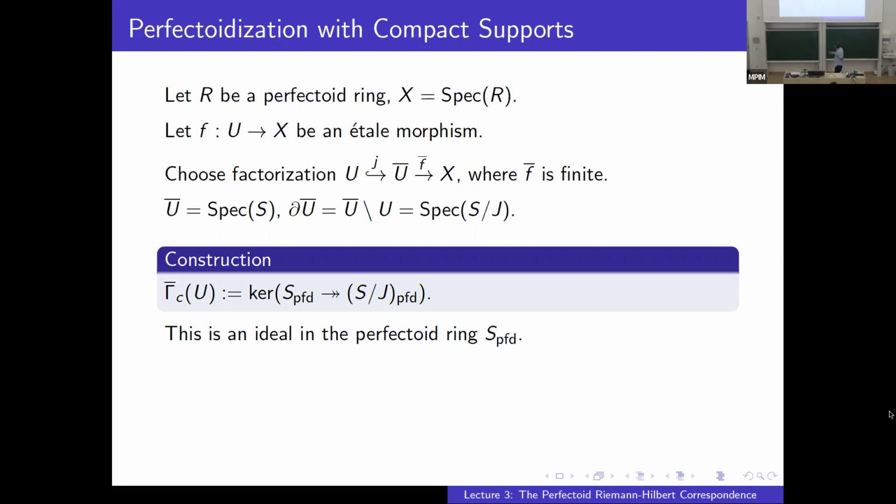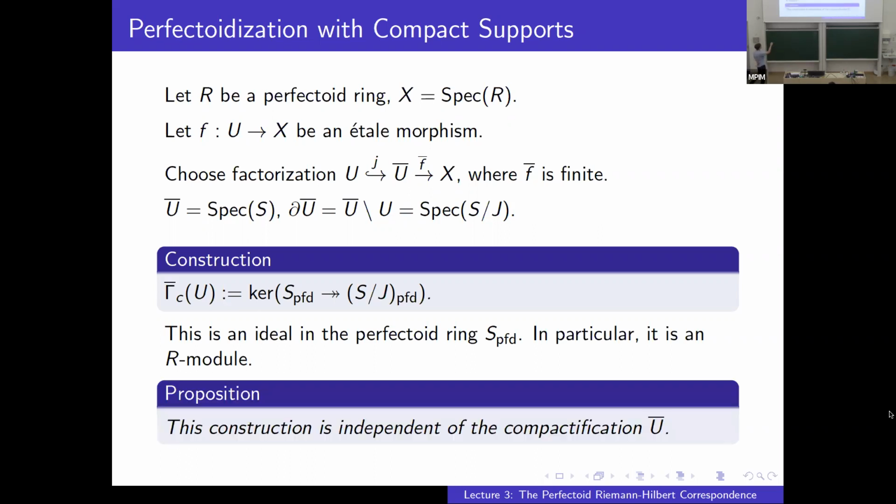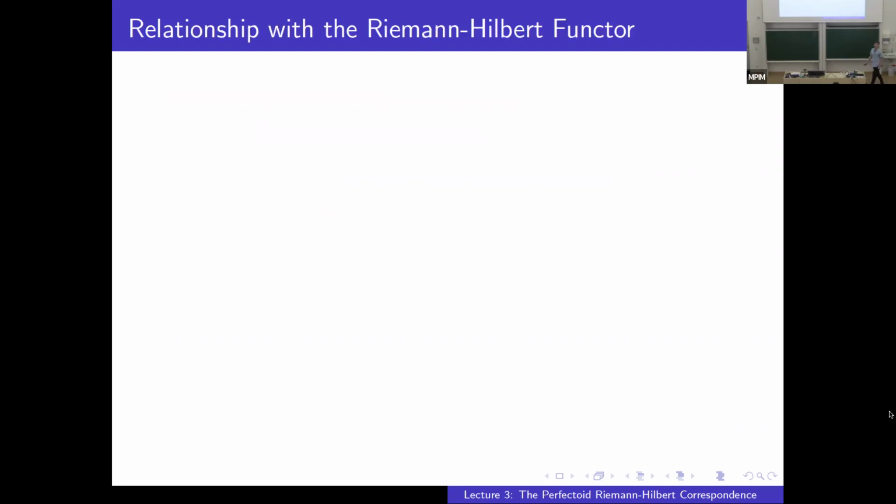So this is an ideal in S puft. In particular, it's an R module. And something that's not obvious from this construction is that it's independent of the choice that I made. It depends only on U and not on the way that I've chosen to compactify it.